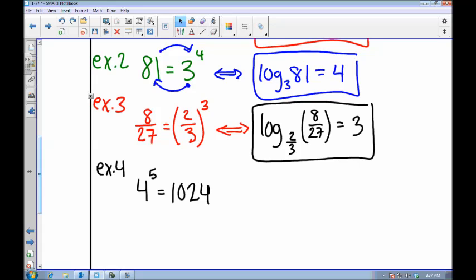Yep, you have to find the base. Start with the base and then switch sides. Alright.